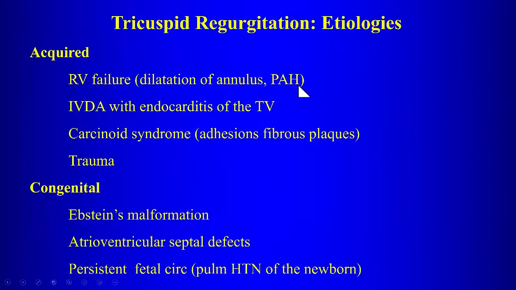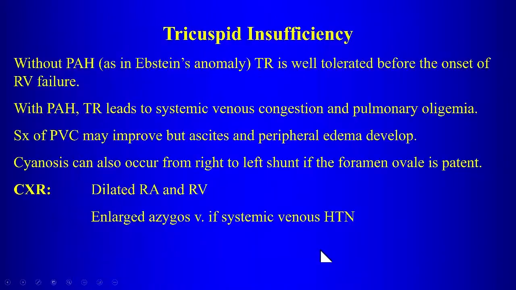Right. So tricuspid regurg, right ventricular failure, anything that dilates the right ventricle can also lead to tricuspid regurg, IVDA with endocarditis, carcinoid, trauma. You mentioned Epstein's, congenital malformation, AV septal defects, persistent fetal circulation. That's actually very unusual, and that we would only see usually in newborns.